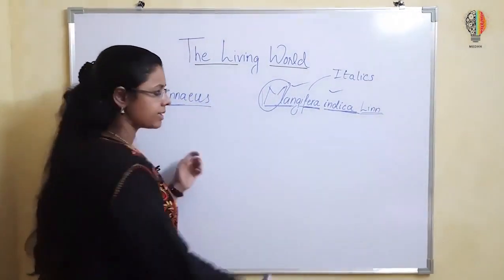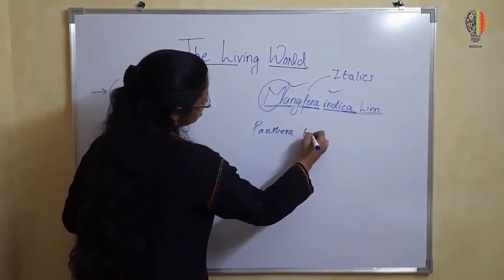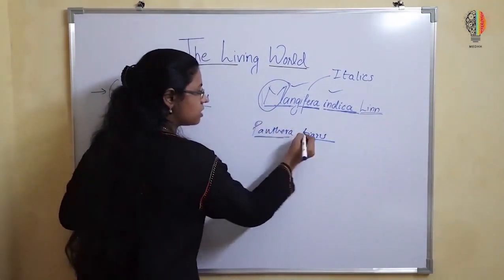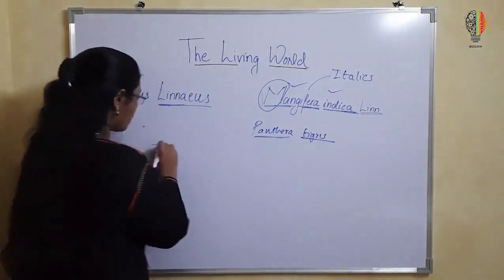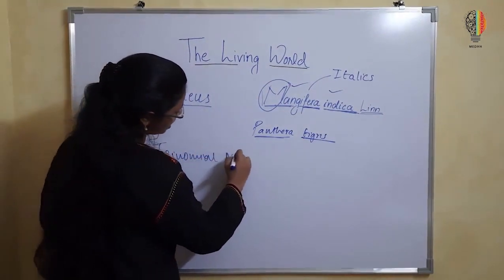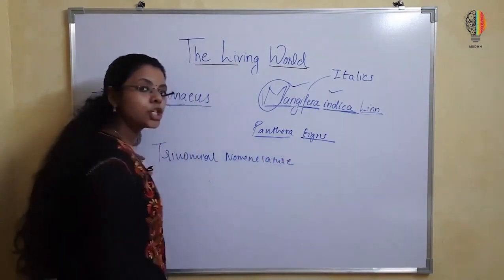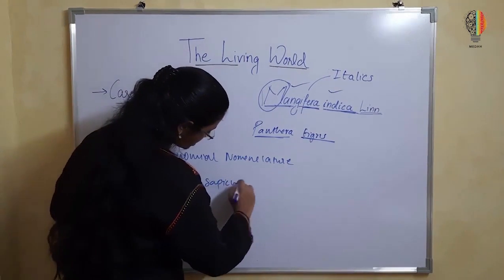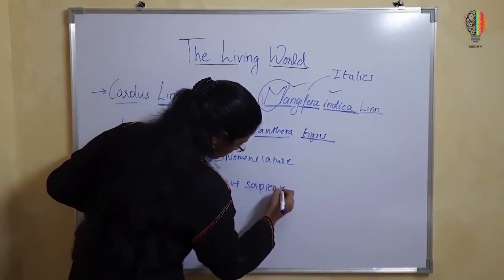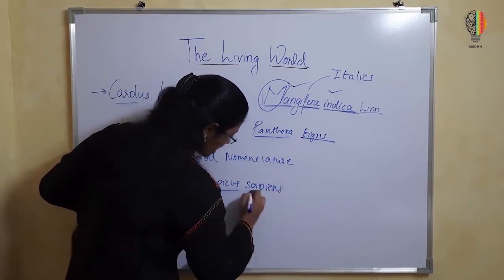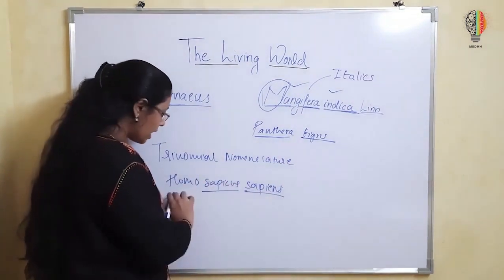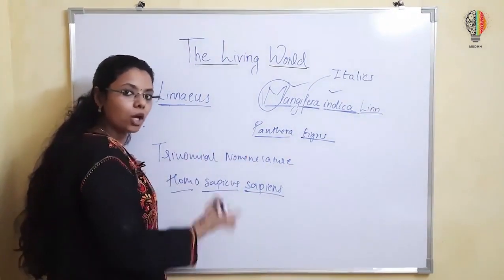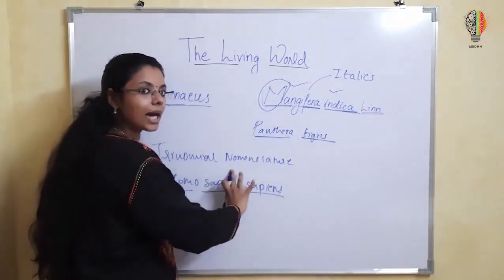You can also take various other examples, such as Panthera tigris, the scientific name for tiger. You have to separately underline it. This is the capital, this is the small letter. What happens in trinomial nomenclature is that there is an addition of subspecies as well. In the case of human beings, it is Homo sapiens sapiens. Sometimes the species and the subspecies names are the same. But what I am trying to show here is that when subspecies is also included while giving the scientific or biological name, it is known as trinomial nomenclature.